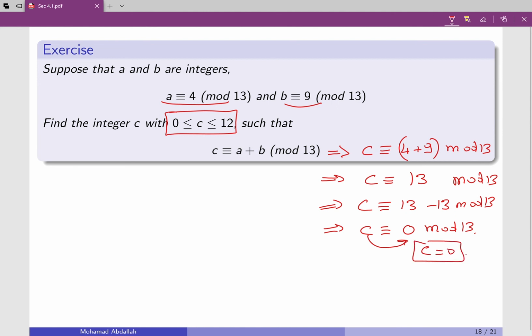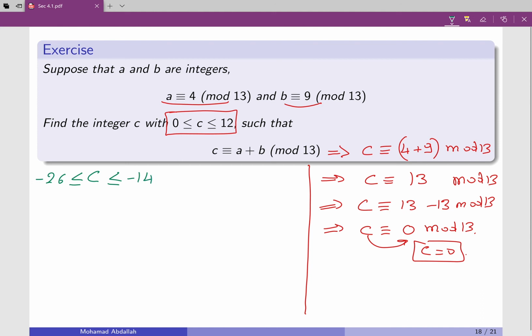Let's say that I'm under the same question. But suppose that I'm changing c to be between, let's say, negative 26 and negative 14.